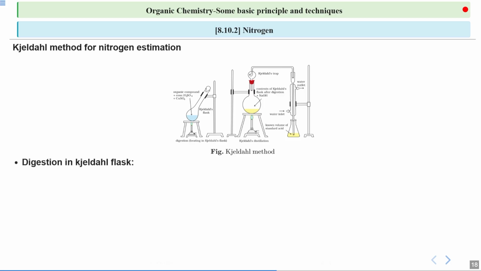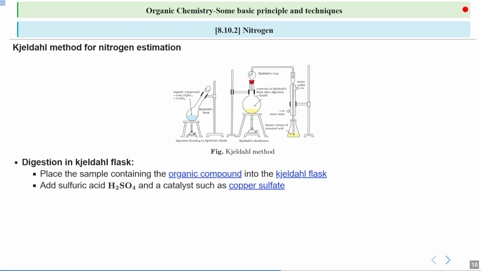Let us break down the first main step, digestion in the Kjeldahl flask. This is where we start the chemical process to convert nitrogen in our organic sample into a measurable form. Pay attention to the sequence of actions involved. First, we place our sample, which contains the organic compound we want to analyze, into the Kjeldahl flask. It is important to use a clean, dry flask and accurately weigh the sample for precise results. Next, we add concentrated sulfuric acid, H2SO4, along with a catalyst like copper sulfate. The acid helps break down the organic compound while the catalyst speeds up the reaction.